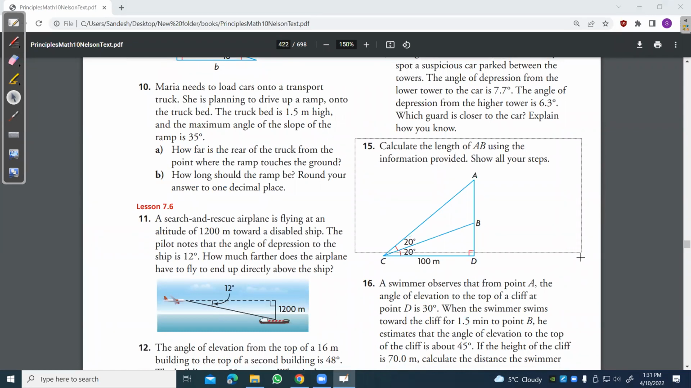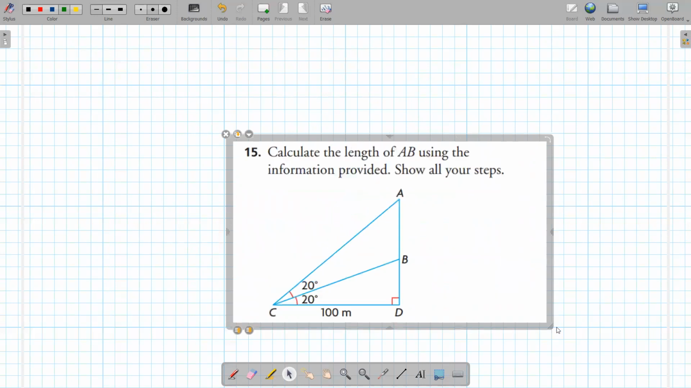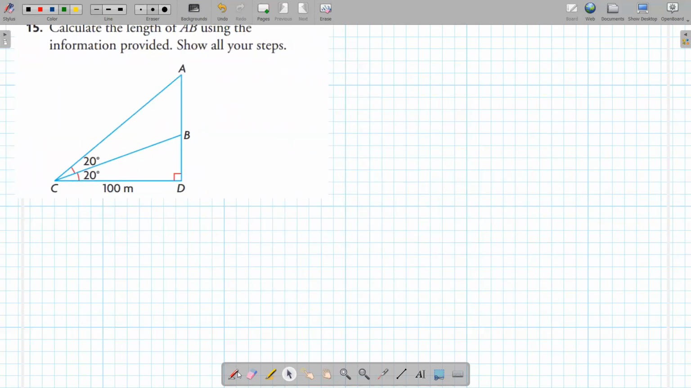Let's do one more here. Calculate the length of AB. So we're trying to find this length. We can call that x, I guess. How do we do this one?